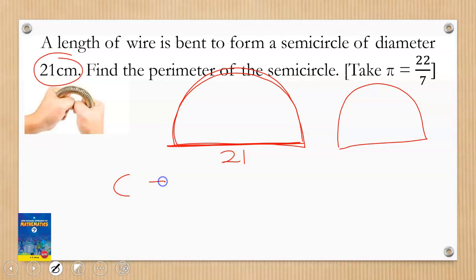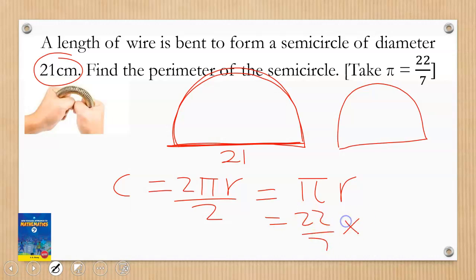So now let's find the circumference of a circle. We know that is 2 pi r, or we can say pi d. And if we divide this by 2, we'll get pi r. Now our pi is 22 on 7. Our r will be half of the diameter, which is 10.5. Now we divide this. When we divide, the answer will be 33, right? That is 22 divided by 7 times 10.5. Do the calculation yourself and you get 33.